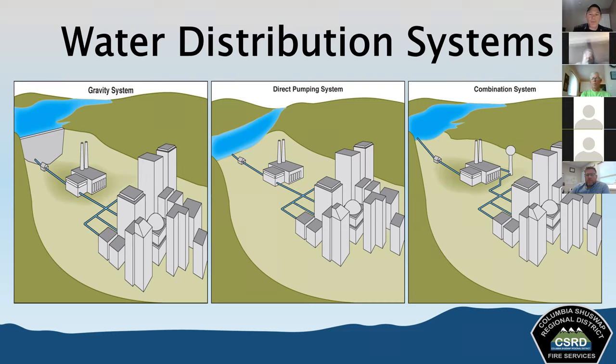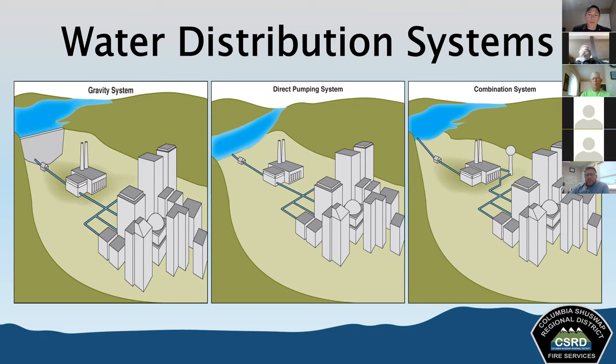The most common that you'll find is the combination system. It's used by most communities, and that's a combination of both the gravity and the pumping system. So you're using gravity where you can, and you're putting pumps in where you need to. So the water is pumped into the distribution system, in some cases into elevated storage tanks. And you'll see on that picture there, they have an elevated storage tank. The elevated storage tank will then use the gravity to get it back down into the system again.